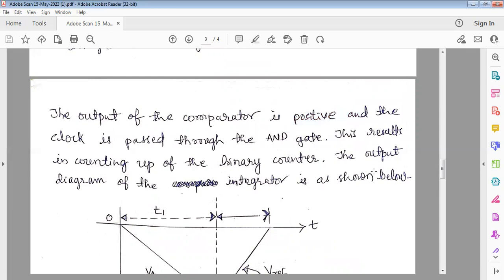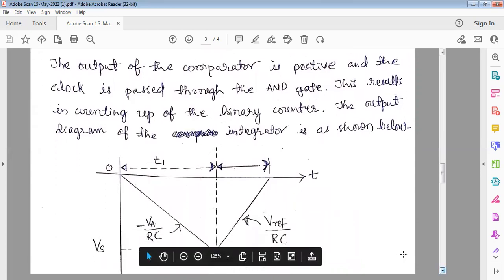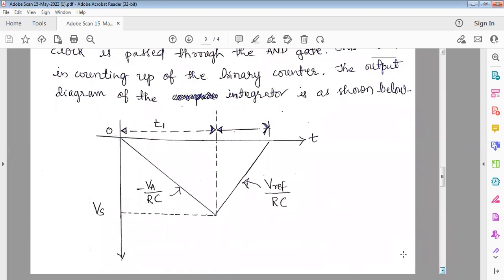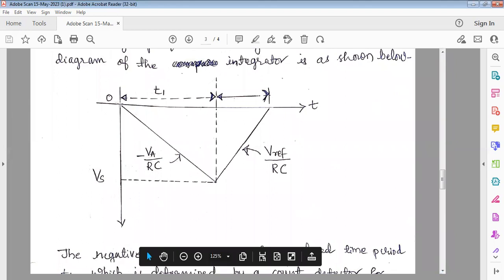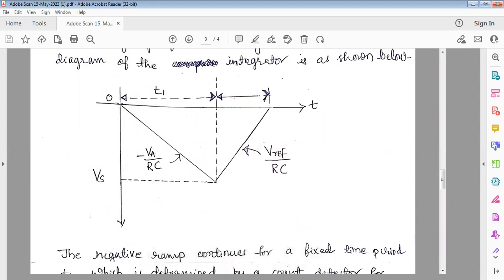The output diagram of the integrator is as shown here. When you are here, the integrator is reset, and the input voltage VA is positive, but you have given that to the inverting terminal, so the output is negative. The output increases in this way with a constant slope, and the slope is given by minus VA upon RC. This ramp increases up to a certain fixed reference voltage Vs.